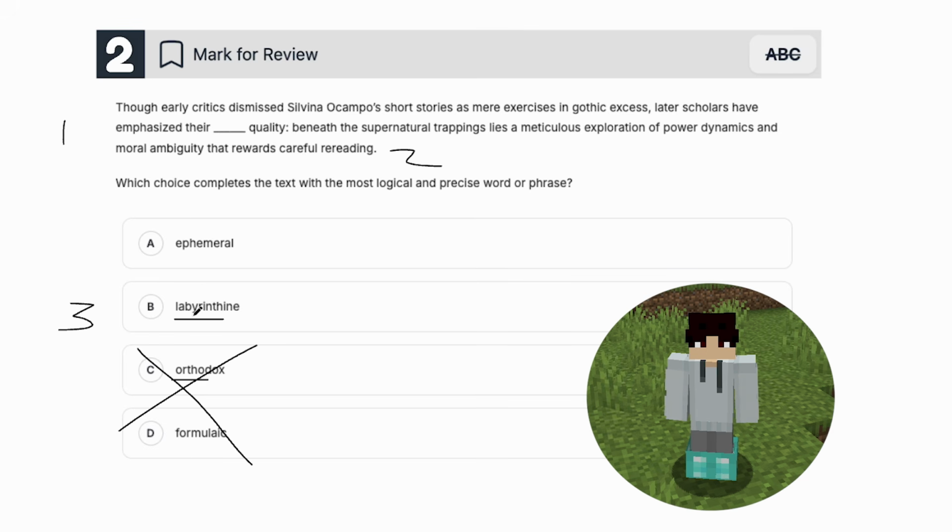Now we're just between A and B, and you may have absolutely no idea which one is the right answer. But I would say, since we're talking about meticulous, they literally use that word in the example, it probably makes more sense to be labyrinthine over ephemeral. Because ephemeral is kind of vague, it's not real clear what that's saying, but labyrinthine, it's very clear. This is like a maze, it's a puzzle, it's complex, so therefore that would be the answer.